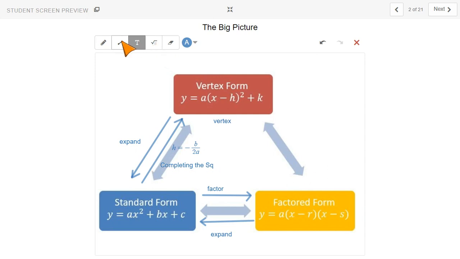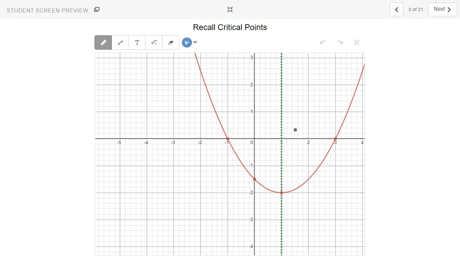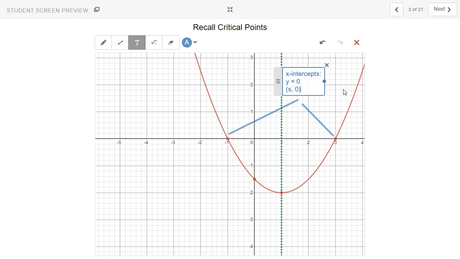Today we're going to look at the factored form and see how we can go from the factored form back into the vertex form. Now let's recall the critical points that we have. We have our x-intercepts, and for every x-intercept, we have a y-coordinate of 0. So we could say we have x-intercepts. I'll call one s, and I'll call the other one r, where s and r are numbers.